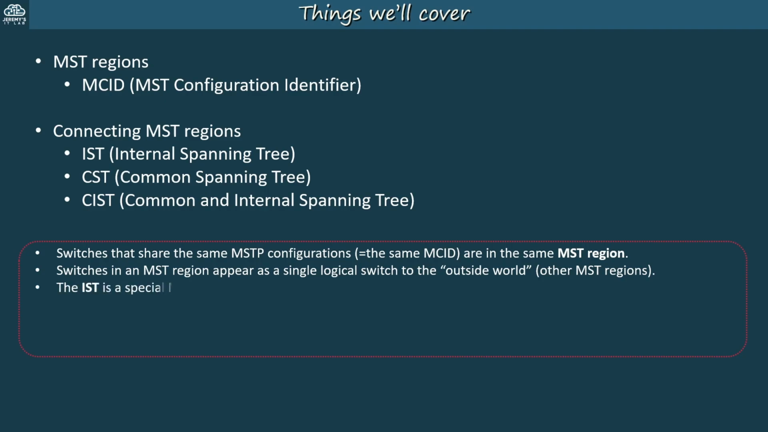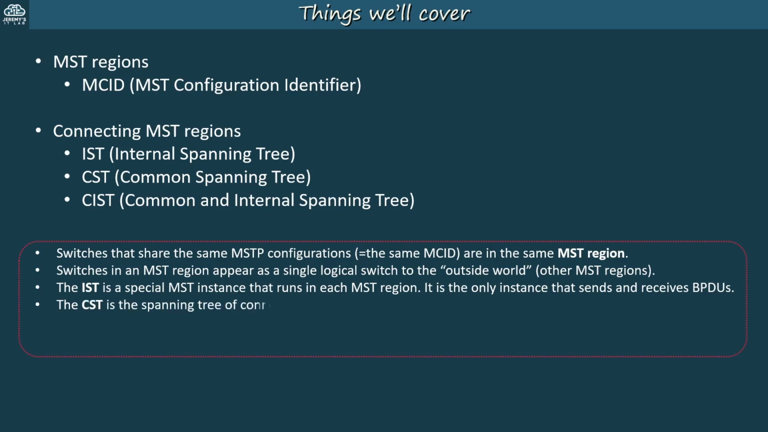The IST is a special MST instance that runs in each MST region. It is the only instance that sends and receives BPDUs, and each MST region has its own IST. If the LAN consists of multiple MST regions, and maybe some switches that don't run MSTP, the CST, common spanning tree, is the spanning tree of connections between MST regions, as well as non-MSTP switches.